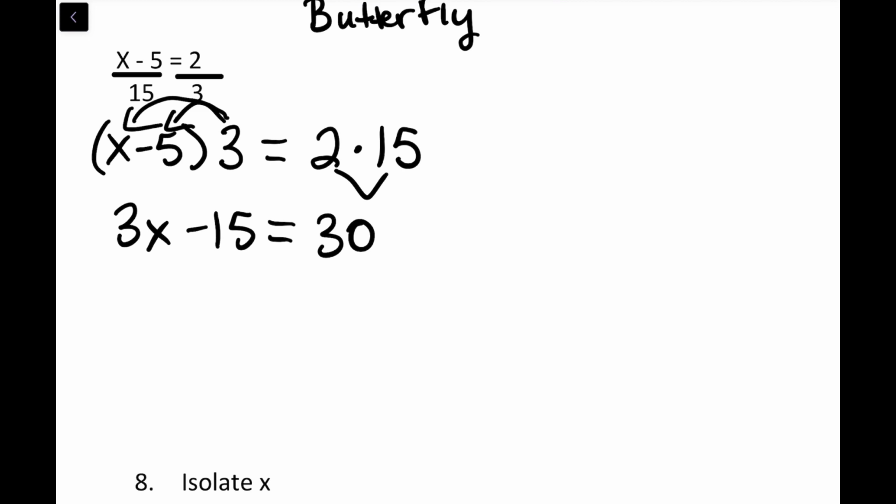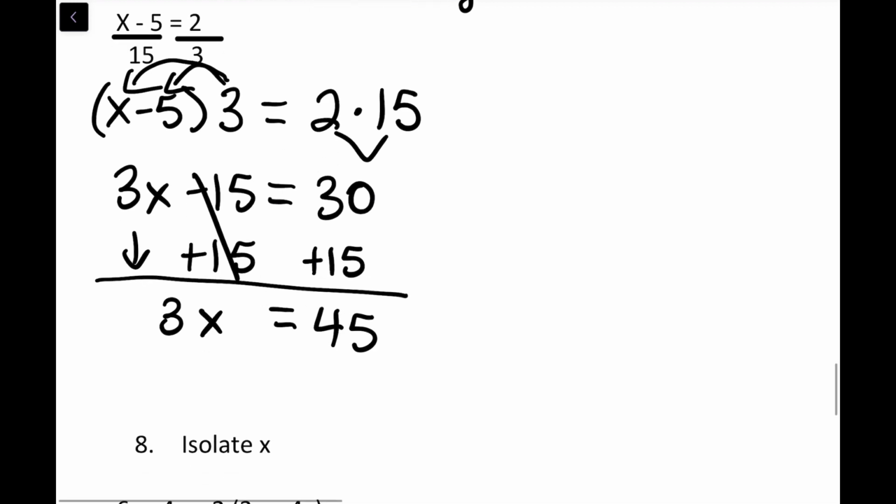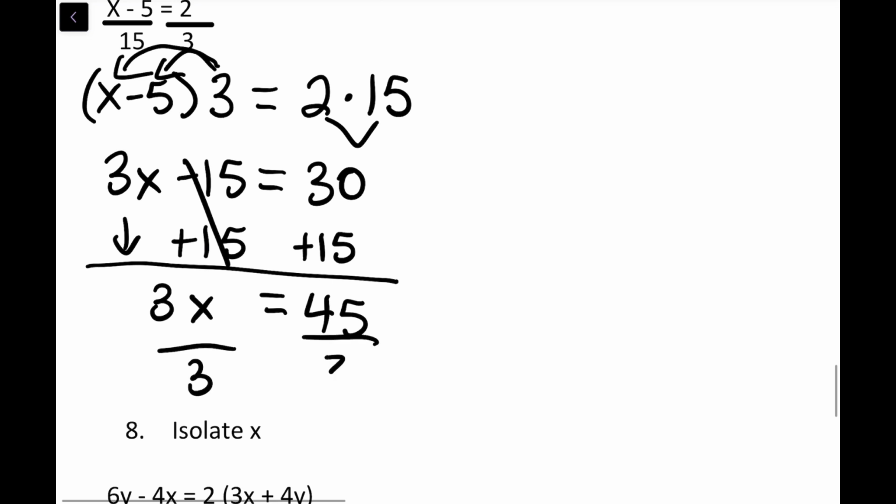So now I've still got just a two-step equation to solve here. So I've got 3 times x, and that's being decreased by 15. The first thing I want to take care of is addition and subtraction. So the opposite of subtracting 15 is adding 15. Those are going to cancel, and I just bring down my 3x. 30 plus 15 is 45. And now I want to divide by 3. Divide by 3. So I get x is equal to 45 divided by 3, which is 15.